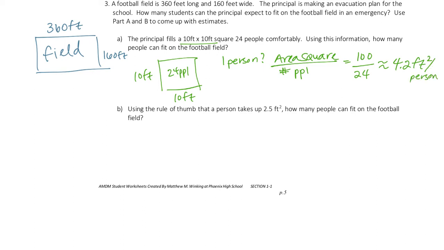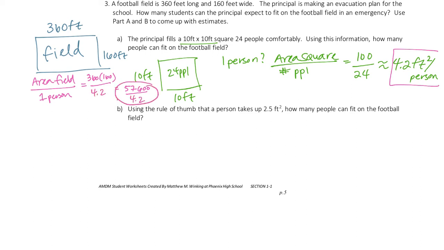Okay, so now that we know how much one person takes up, now we need to go back and figure out the area of the field. So the area of the field is going to be 360 times 160, which gives us 57,600, and we're going to divide that by how much one person takes up, which now our one person average is 4.2.